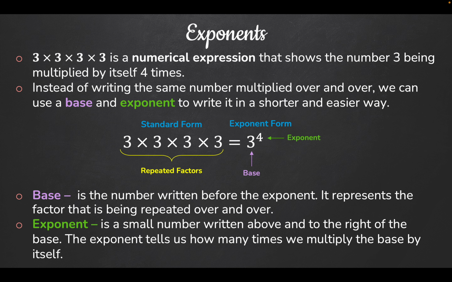Then we need to know about the exponent. The exponent is a small number written above and to the right of the base. The exponent tells us how many times we multiply the base by itself. So notice that we're multiplying 3 by itself 4 times. The 3 appears 4 separate times, which makes the exponent 4. So 3 times 3 times 3 times 3 equals 3 to the power of 4. That is how we would write it in exponent form.